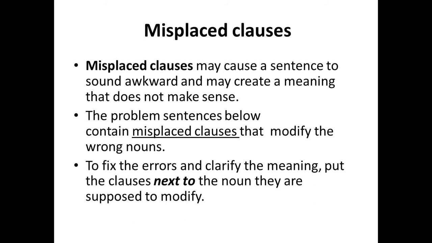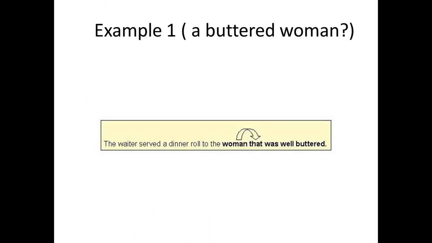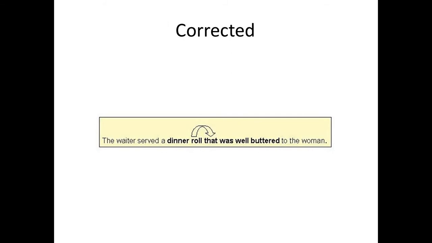This is very compulsory and important for your sentences, that misplaced clauses. Example number 1 is here: a buttered woman. The waiter served a dinner roll to the woman that was well buttered. So corrected is here: the waiter served a dinner roll that was well buttered to the woman.